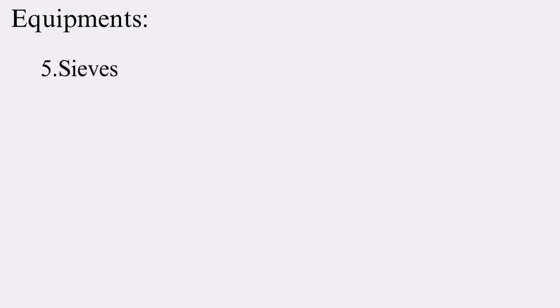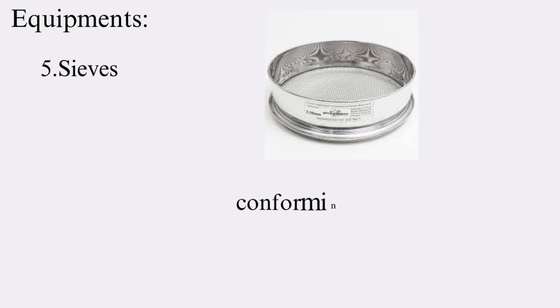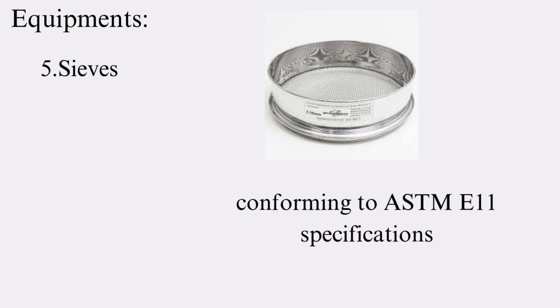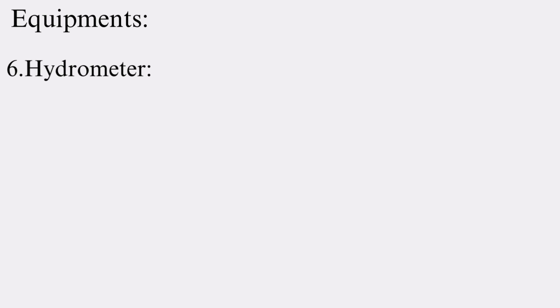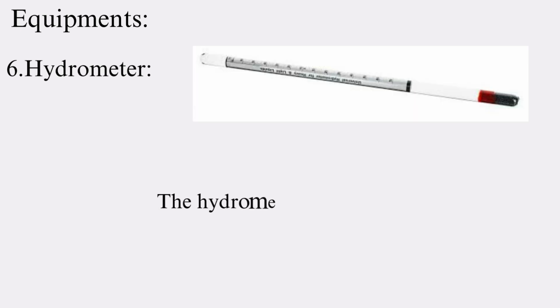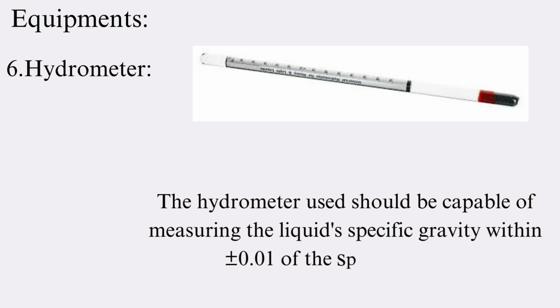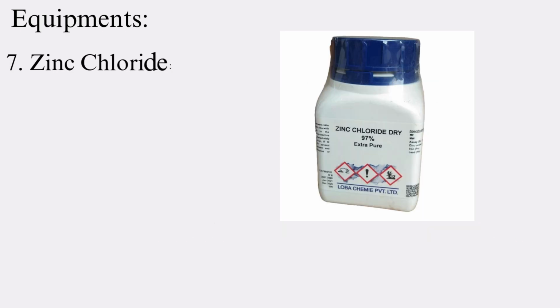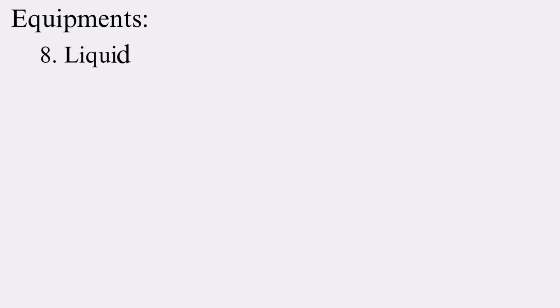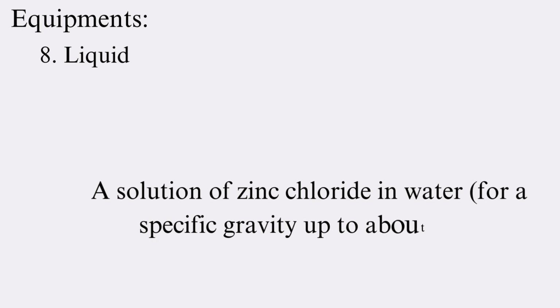5. Sieve. Conforming to ASTM E11 specifications. 6. Hydrometer. The hydrometer used should be capable of measuring the liquid specific gravity within 0.01 of the specified value. 7. Zinc chloride. 8. Liquid. A solution of zinc chloride in water for a specific gravity up to about 2.0.